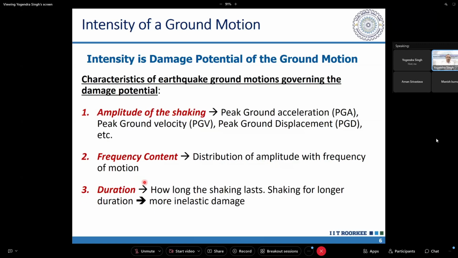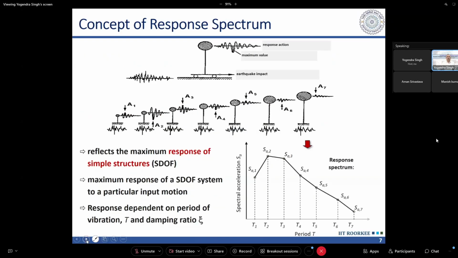And then the duration of the earthquake, as I said, a longer duration earthquake will cause more damage because the damage is accumulated, and this we can take into account only in nonlinear time history analysis. So duration we can't take into account in our linear analysis. In linear analysis, we take into account amplitude and frequency, and these two parameters are taken into account in the response spectrum. So the response spectrum is representative of the amplitude of the ground motion as well as its frequency content.